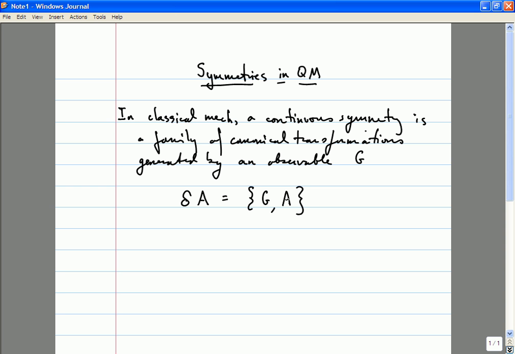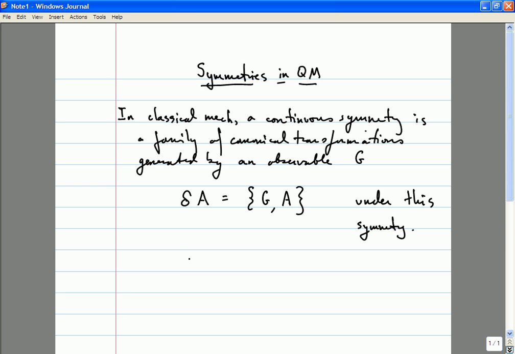So this is another way of stating that G is the observable that generates the symmetry operation. So this is the variation of some other observable A under this symmetry. And this is the infinitesimal variation. So this is the term linear in G. Of course, as we will see, there can, in general, be other terms at the nonlinear level.